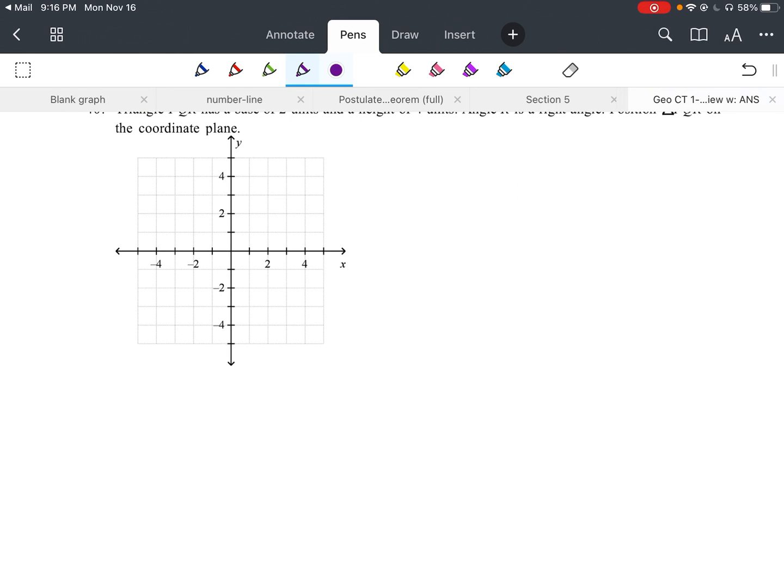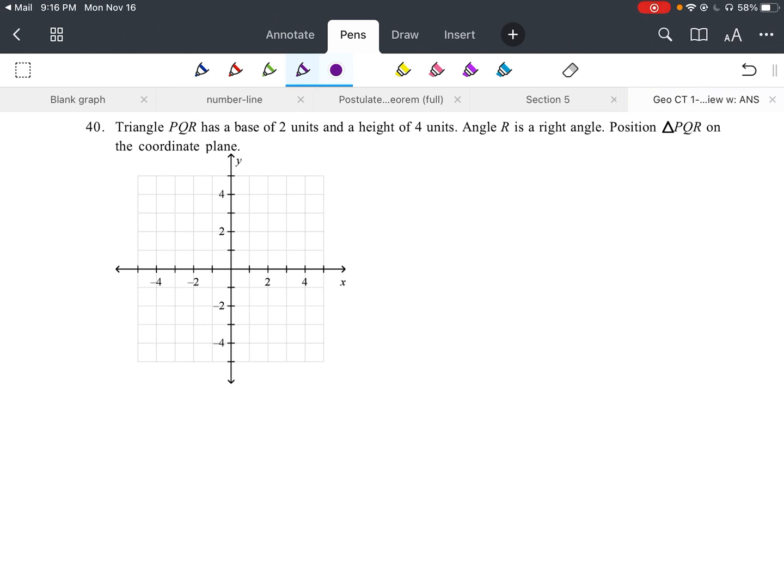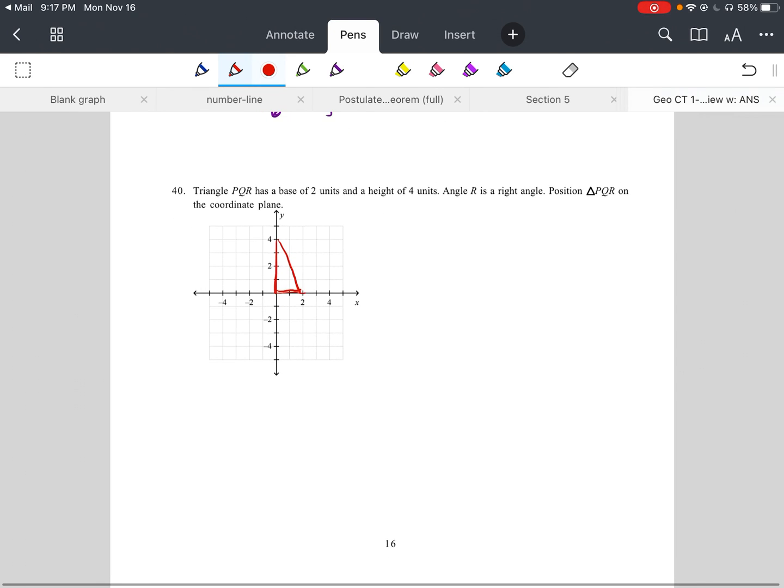All right, last one. Ooh, we did it. It says base unit of 2, so go over 2. And you've got a right angle, position PQR on the coordinate plane. Best spot is right in here. The height is 4, so just plop it right in there. And yeah, that's all I wanted. You could label your coordinates and stuff, but that's it. So good job, everybody. Go get some rest.